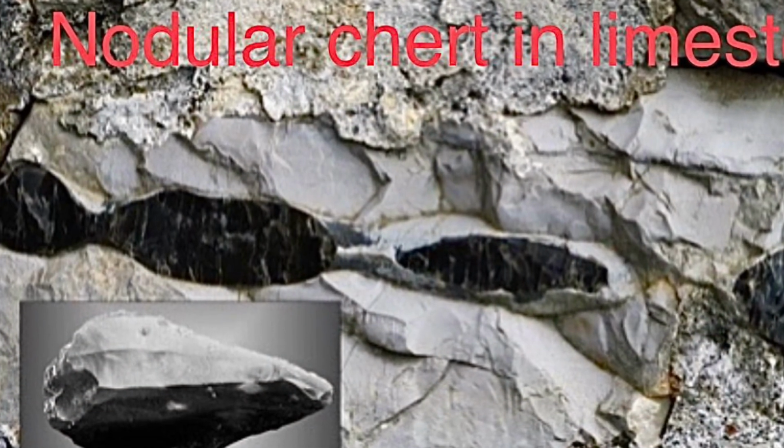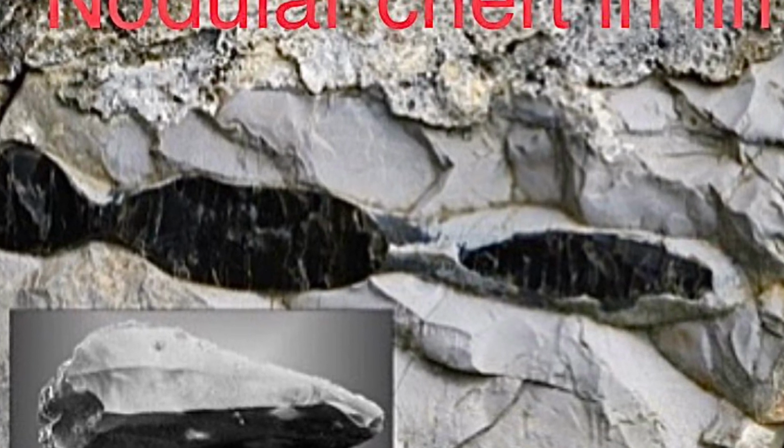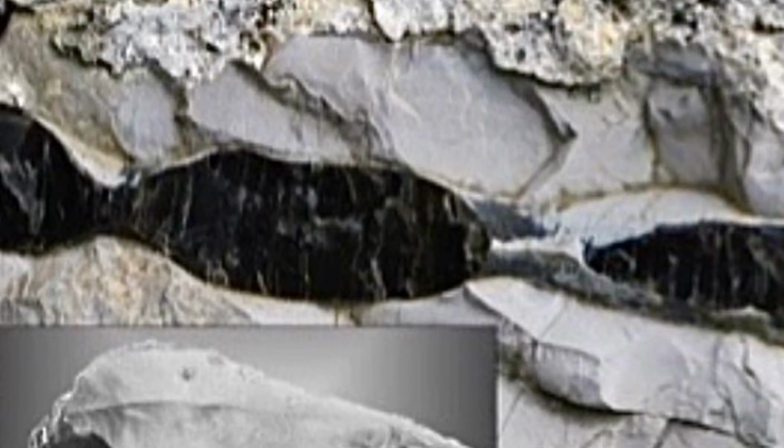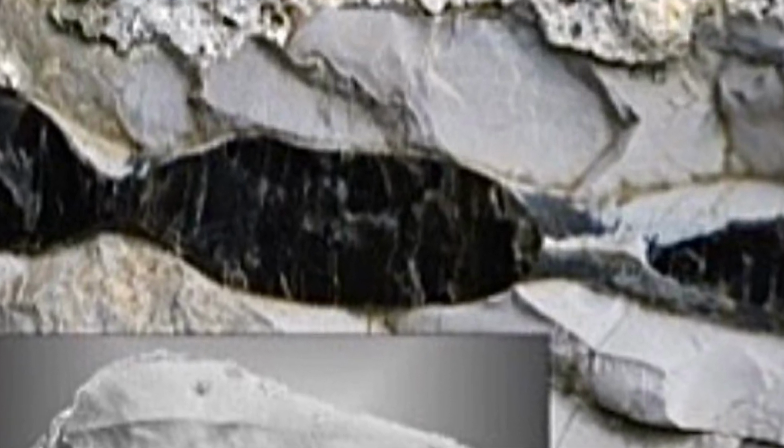This is flint. It's just a black version of chert, also forms in limestone in nodules, and the black color is probably due to iron and manganese impurities.